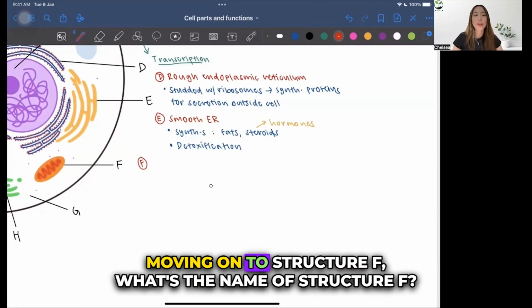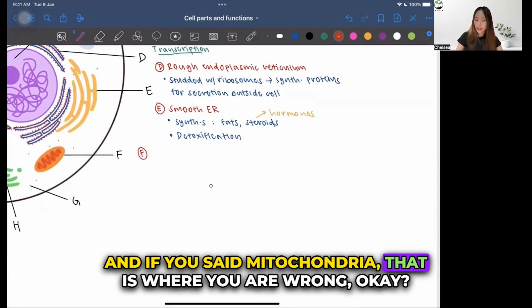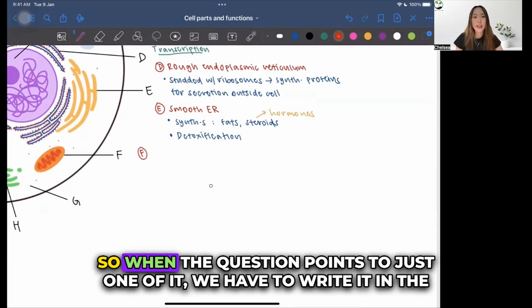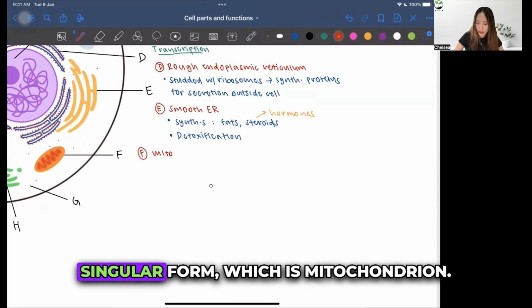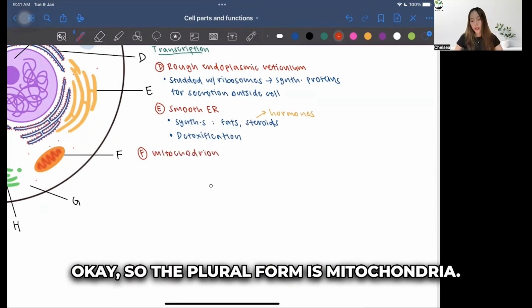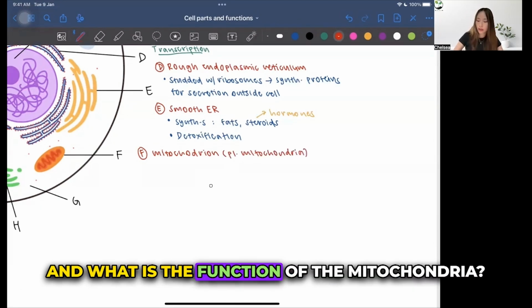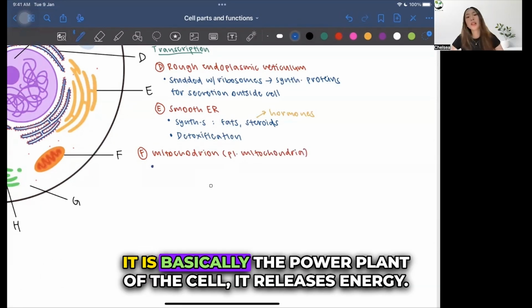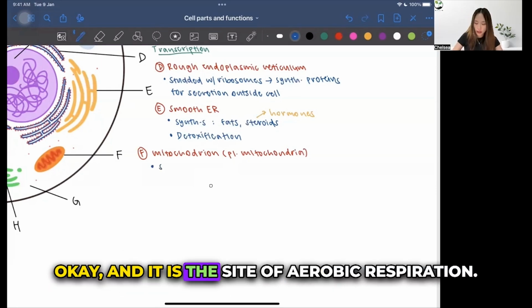Okay, moving on to structure F. What's the name of structure F? And if you said mitochondria, that is where you are wrong. When the question points to just one of it, we have to write it in the singular form, which is mitochondrion. The plural form is mitochondria. And what is the function of the mitochondria? It is basically the power plant of the cell. It releases energy, and it is the site of aerobic respiration.